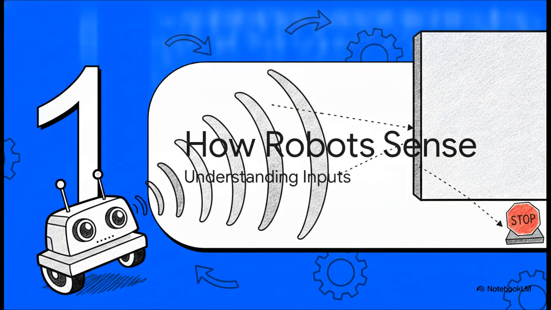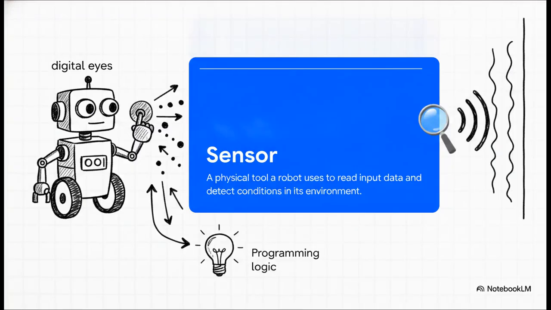Section 1. How robots sense. Understanding inputs. Before we can tell the robot to stop at a wall, we need to give it a way to realize the wall is actually there in the first place. So, here is our foundational definition. A sensor is a physical tool a robot uses to read input data and detect conditions in its environment.